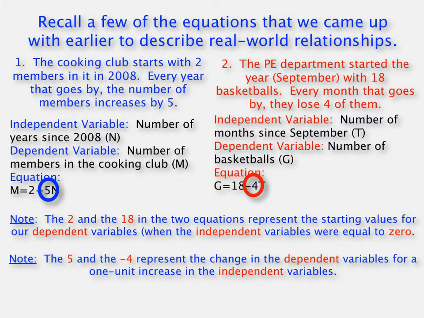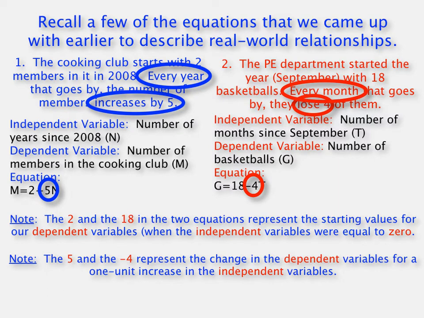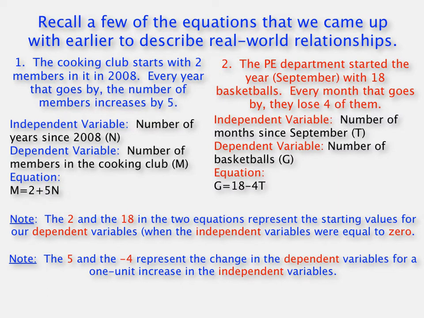The 5 and the -4 represented the change in the dependent variable for a 1-unit increase in the independent variable. Of course, the number of members in the cooking club went up by 5 every 1 year, and the number of basketballs went down by 4 every 1 month.